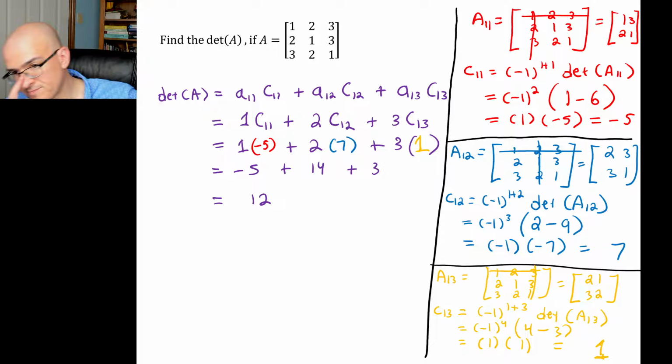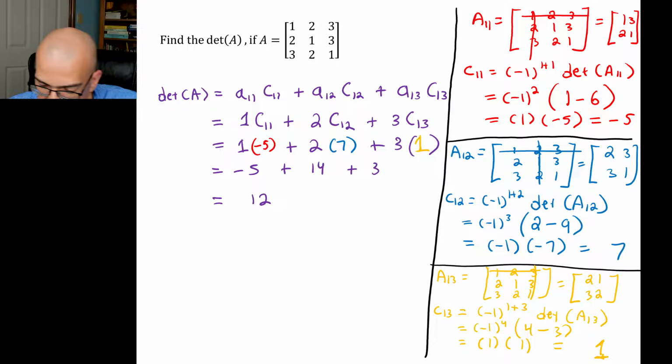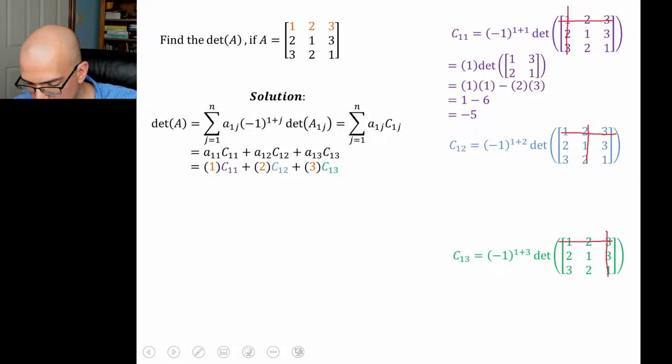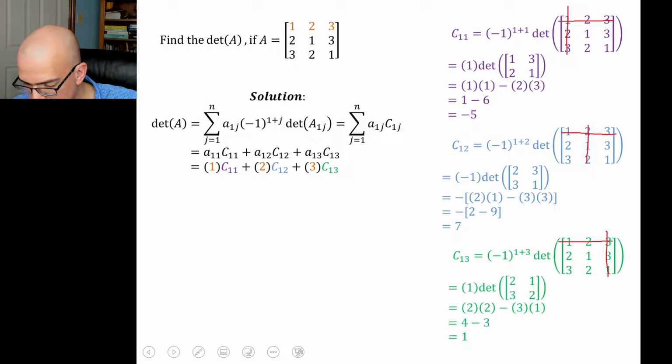So it's quite a bit of work to calculate the determinant of a 3 by 3 matrix using this submatrix formalism. I'll show you a shortcut though. Be sure I got the right answer. Yeah, okay.